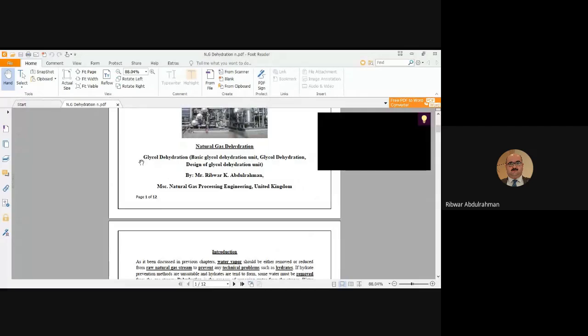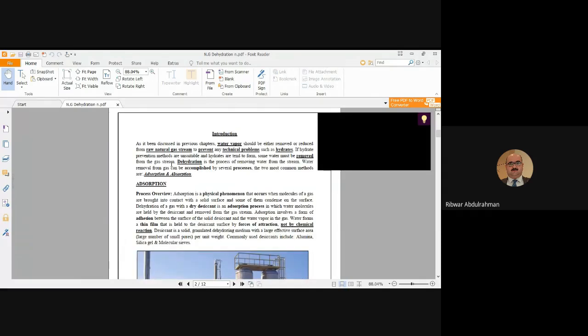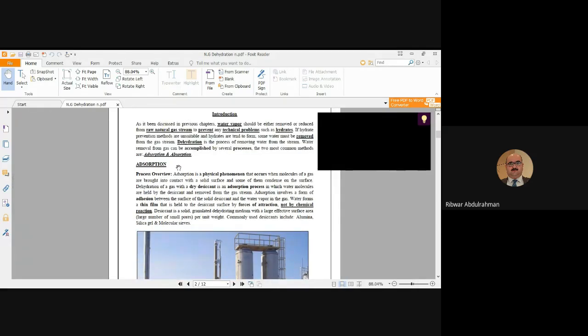So the chapter title is glycol dehydration or natural gas dehydration. First of all, we talked about the general introduction about natural gas, raw natural gas, and the dehydration process. By the way, as I mentioned earlier, there are several processes that can be adopted to remove the water vapor. For example, we have the adsorption process, we have the absorption process. The adsorption process, we already explained it, okay?